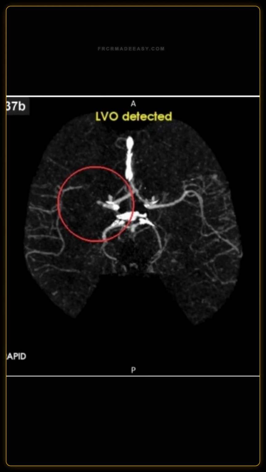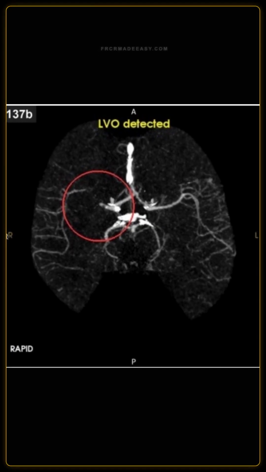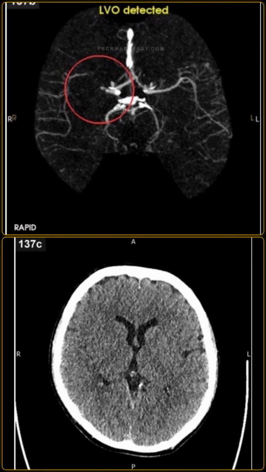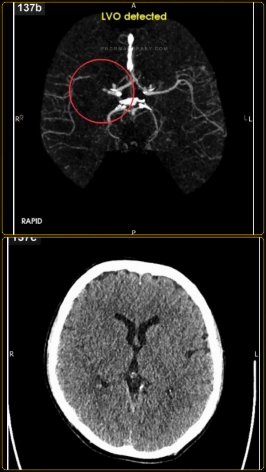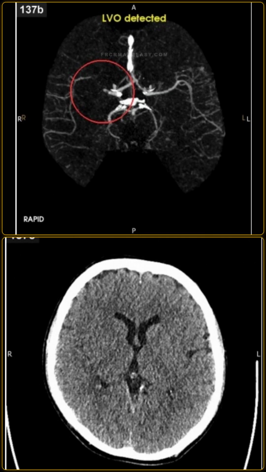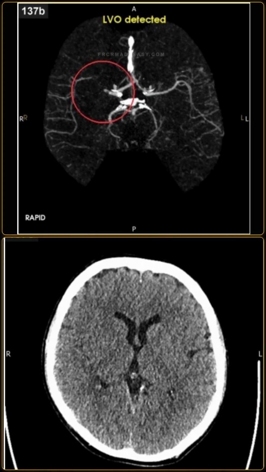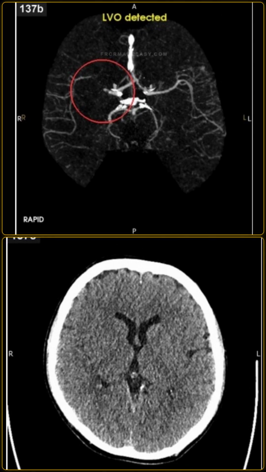What is the diagnosis, and what are the main criteria for selecting patients for mechanical thrombectomy? Well, the diagnosis is an acute ischemic stroke secondary to occlusion of the right proximal M1 middle cerebral artery. Patient selection for mechanical thrombectomy depends on the time from symptom onset, clinical severity, pre-stroke functional status, and radiological findings.